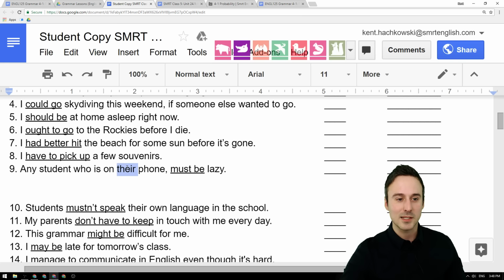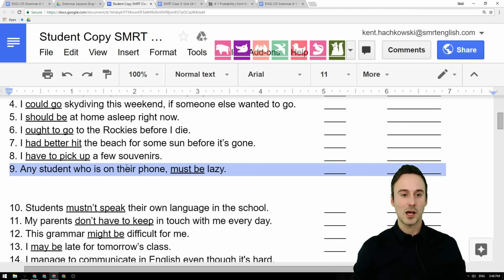Is that a present or a future idea? Any student who is on their phone must be lazy. Yeah, I know I forgot number eight, but I'm jumping ahead because I want to get into the challenging part of this a little bit. So I'm just going to pick a few of these as we do it. Any student who is on their phone must be lazy. Does that sound like a future idea or a present idea? I got people saying yes and no. Some people say present, some people say future.